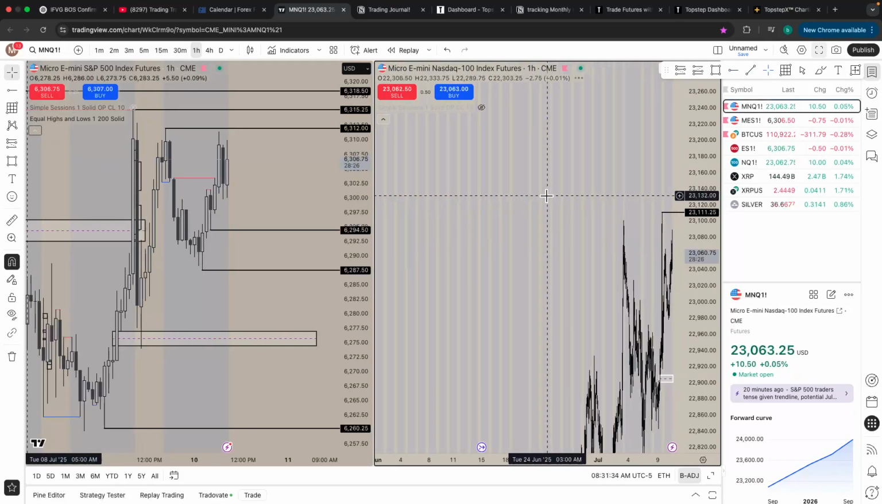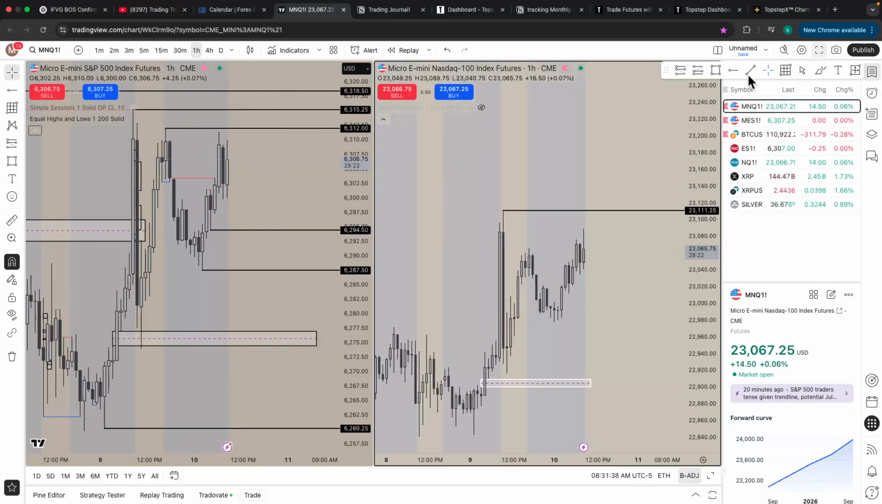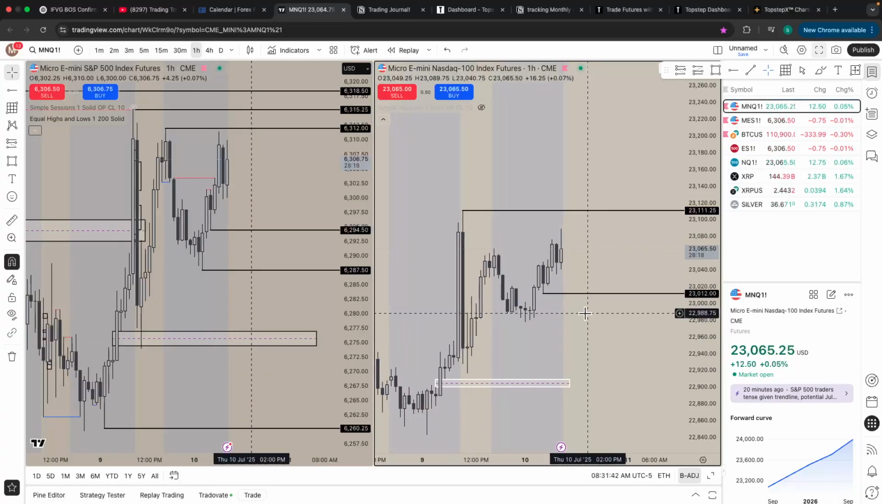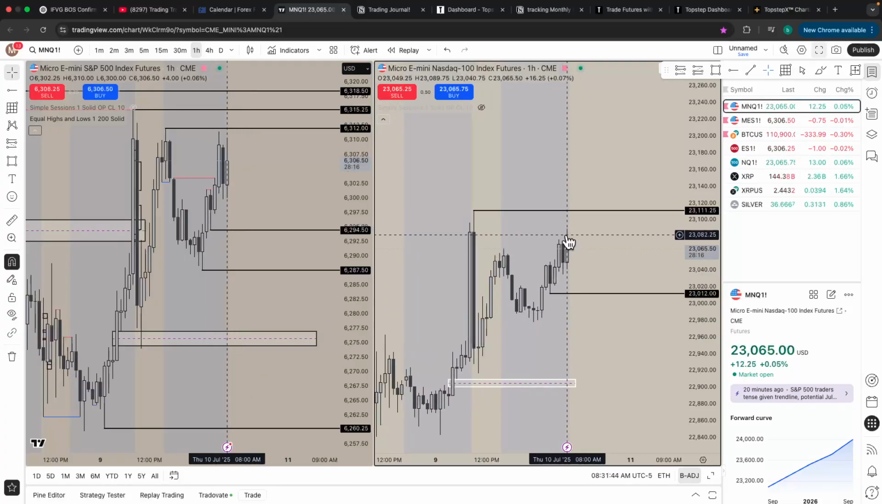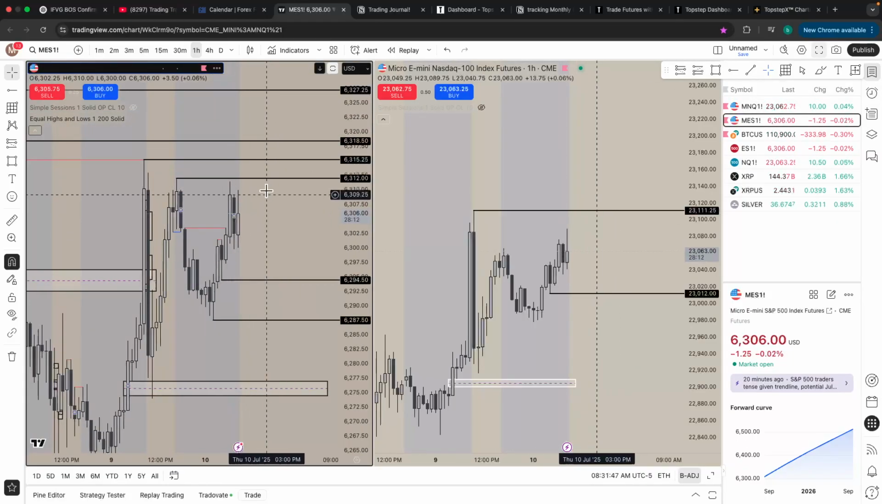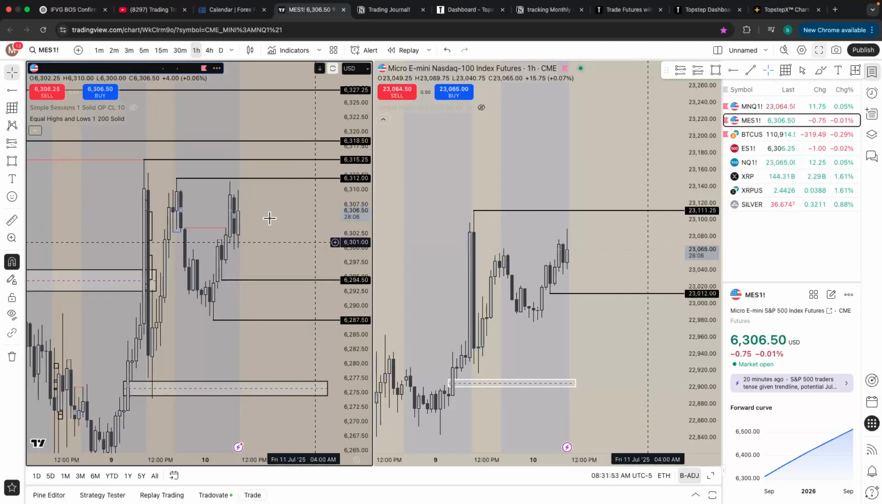There. I don't know why it's doing that. Low right here. We swept up there. NQ has not gone for that high that we made. Up here it's not swept nothing.